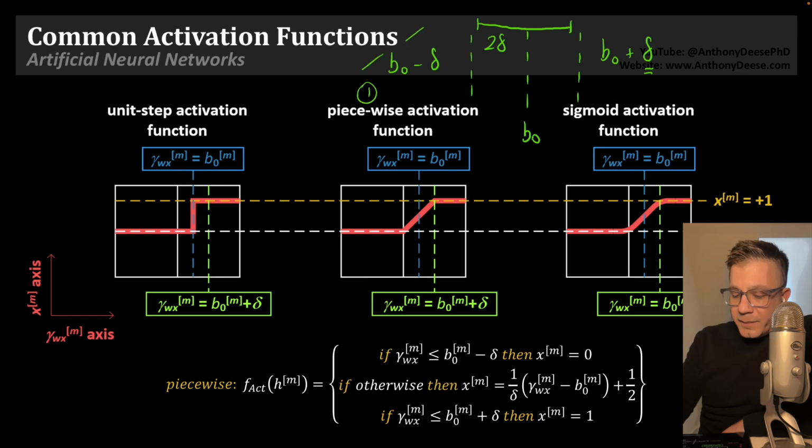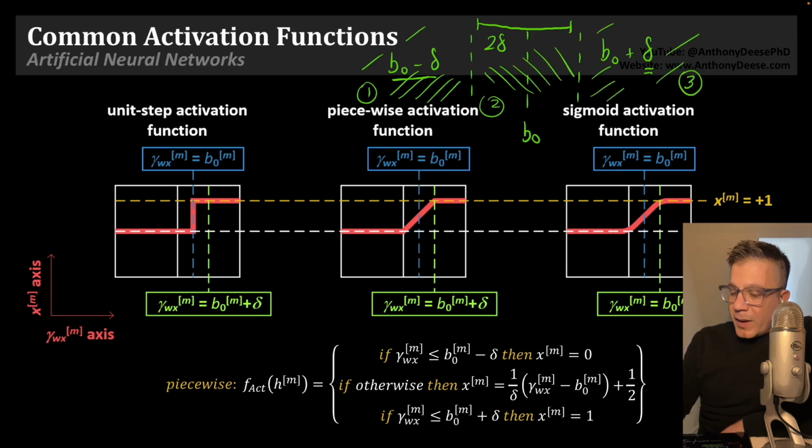Okay, we have region 1, where gamma subscript wx is less than b sub 0 minus delta. We have the second region, which is in the middle here. And then we have the third region, which is essentially to the right, when gamma subscript wx is greater than b sub 0 plus delta. Okay, so let's talk about what happens in the first region.